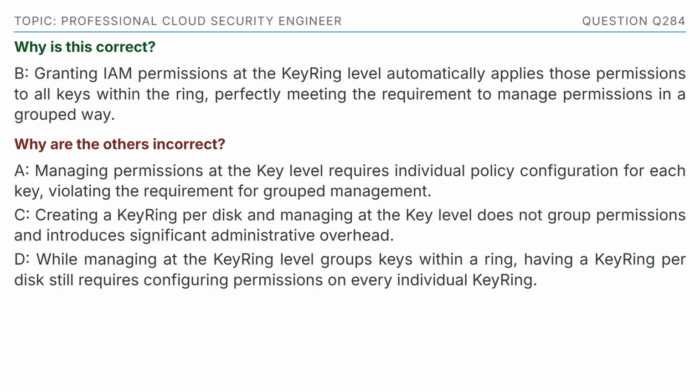Why are the others incorrect? A. Managing permissions at the key level requires individual policy configuration for each key, violating the requirement for grouped management. C. Creating a keyring per disk and managing at the key level does not group permissions and introduces significant administrative overhead. D. While managing at the keyring level groups keys within a ring, having a keyring per disk still requires configuring permissions on every individual keyring.